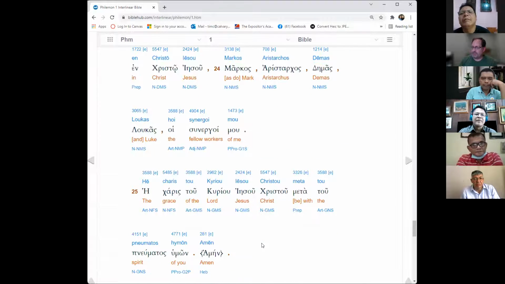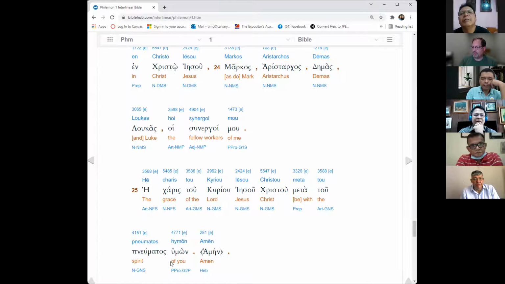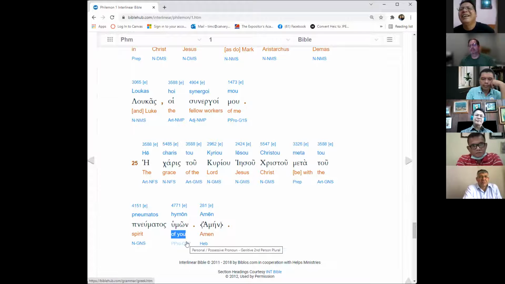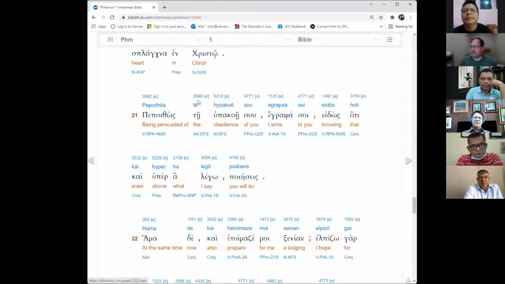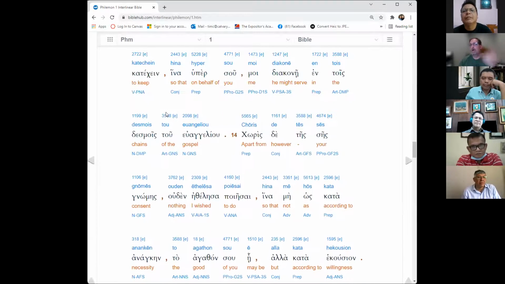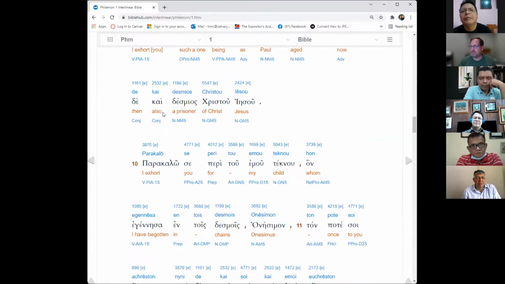And then verse 25. The grace of the Lord Jesus Christ be with your spirit. Notice here's another you. Is it singular or plural? Now it's plural again. So this letter is tricky. And when it comes to this pronoun you, you've got to pay attention, because in some parts of it, the you is not singular. He's not just speaking to Philemon in the whole letter. There are some parts where the you is plural.